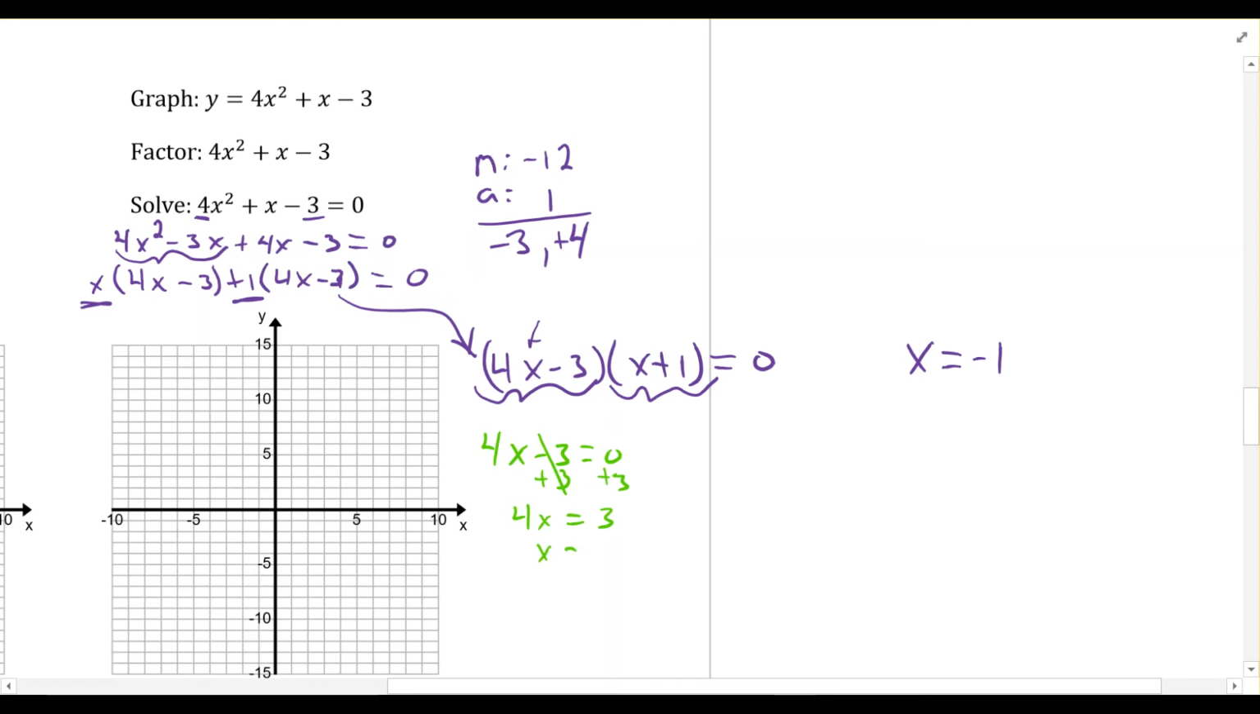And then x is equal to 3 over 4. So our other answer is x is equal to 3 over 4.